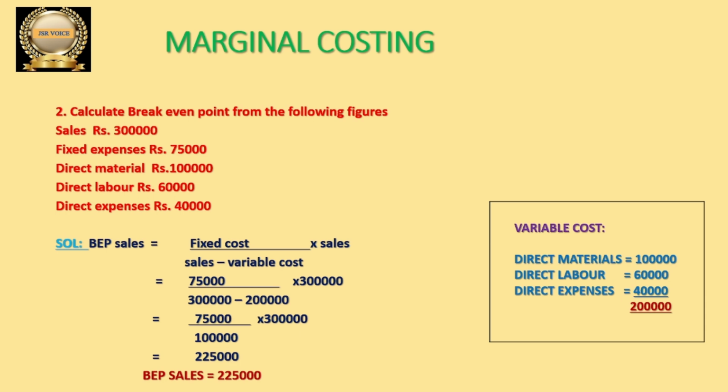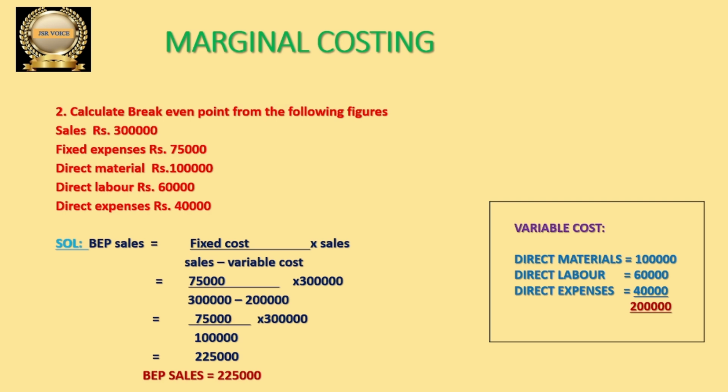75,000 divided by, in the place of sales I have written 3 lakhs because it is given as 3 lakhs in the question, minus variable cost 2 lakhs. We found it in the box. The right side one box is there, that is variable cost 2 lakhs, into sales. In the formula we have sales, no? So again we are writing sales rupees 3 lakhs.